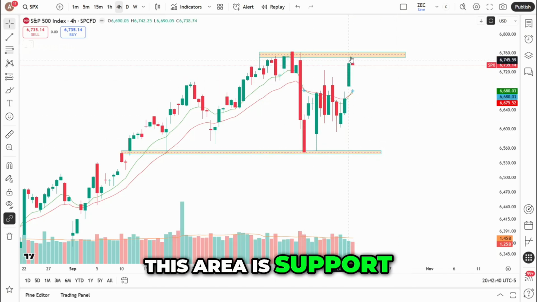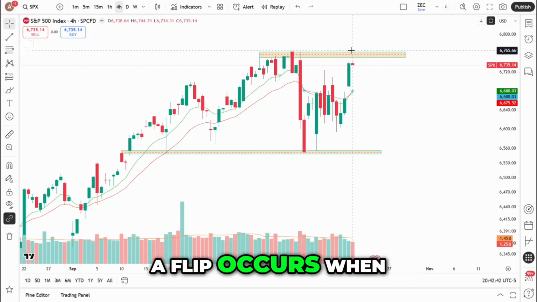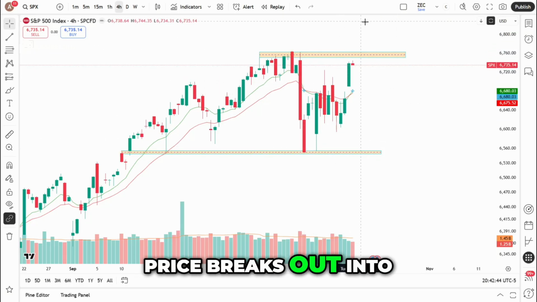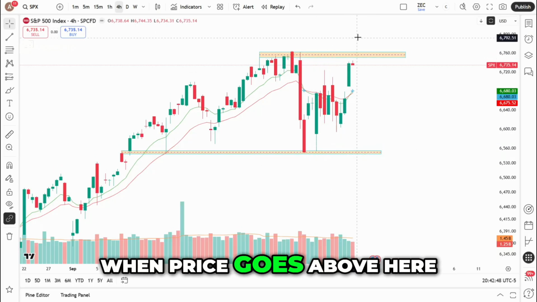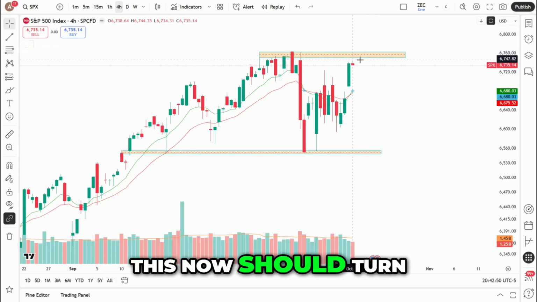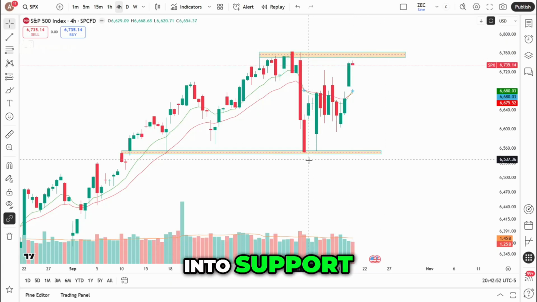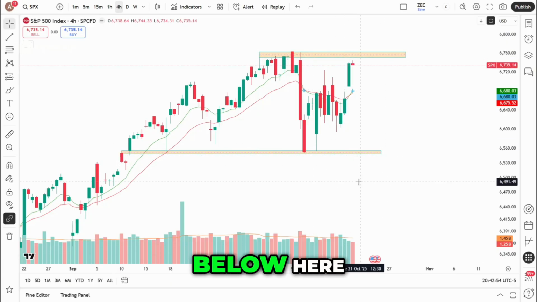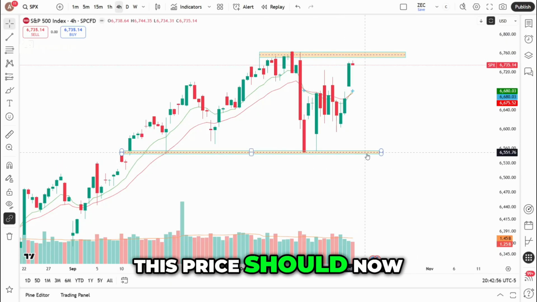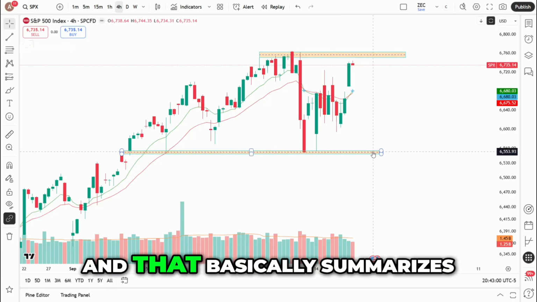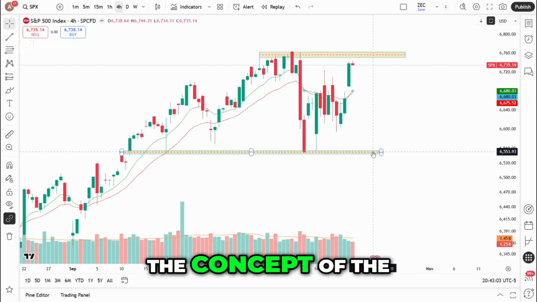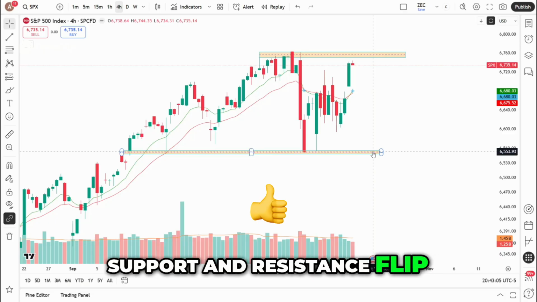Now, a flip occurs when price breaks out into one level or another, okay? When price goes above here, this now should turn into support. Likewise, when price breaks down below here, this price should now act as resistance whenever it is retested. And that basically summarizes the concept of the support and resistance flip.